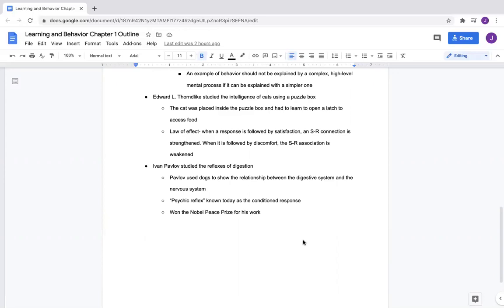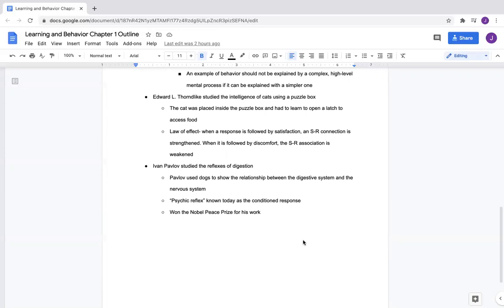And then the common, well-known example is Pavlov and his reflex studies with digestion. He used dogs to show the relationship between the digestive system and the nervous system. I'm sure this is a study that you have all heard about before, where he used the bell to alert the dogs that there was going to be food. He developed what he called the psychic reflex, which we now know today as the conditioned response. And for his work, he won the Nobel Peace Prize.